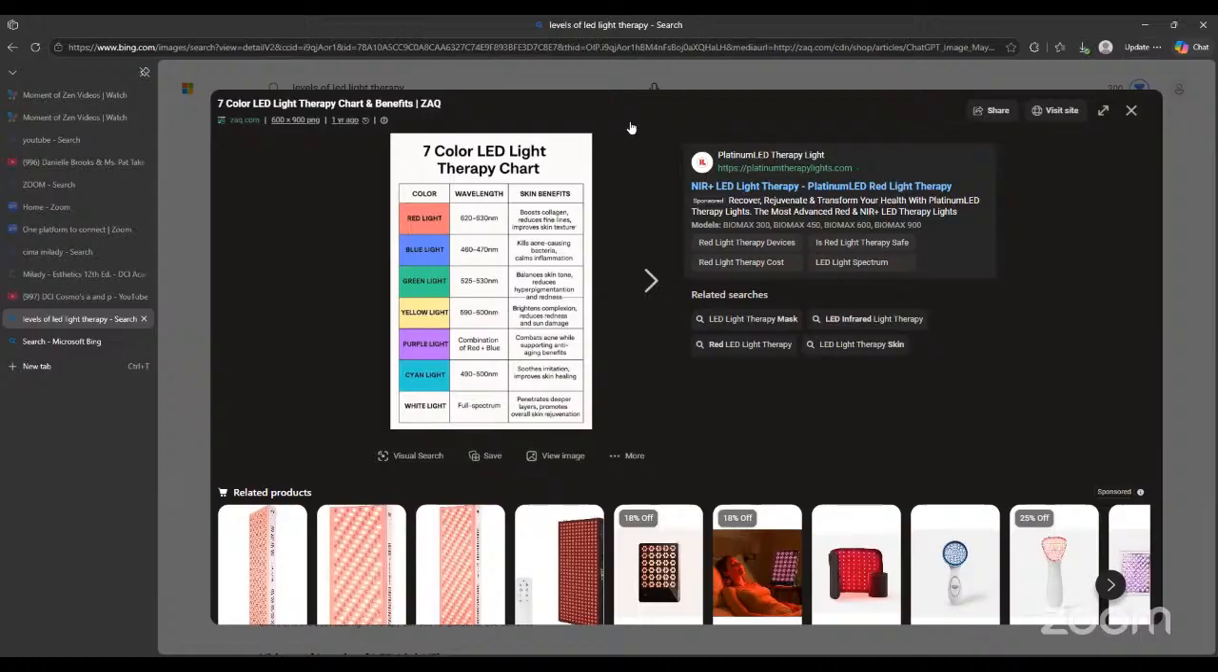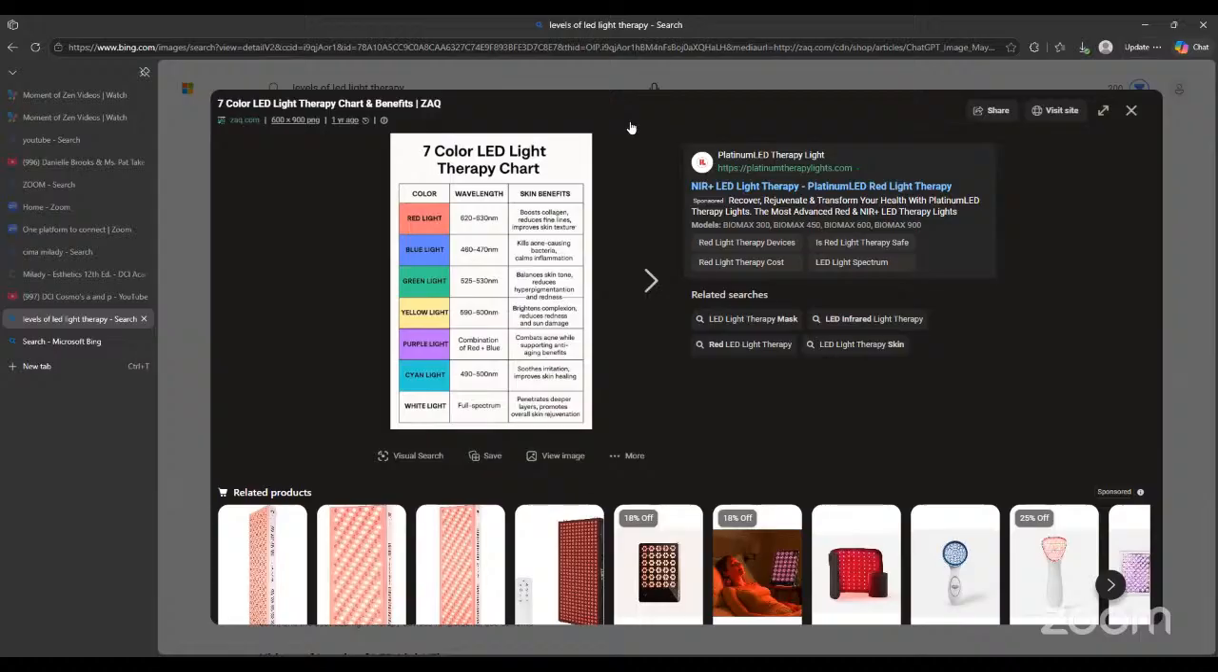So anyone that has pimples or anything like that, we would go for blue light. Green light is going to balance skin tones. So individuals that have hyperpigmentation or dark spots, light spots, or just don't have an even skin tone, I would use vitamin C products and green light. Yellow light with vitamin C products helps brighten. Purple light is a combination of red and blue for acne and anti-aging. Turquoise cyan light soothes irritation, so individuals that are very sensitive. And white light just helps penetrate deeper, for overall rejuvenation of the skin.